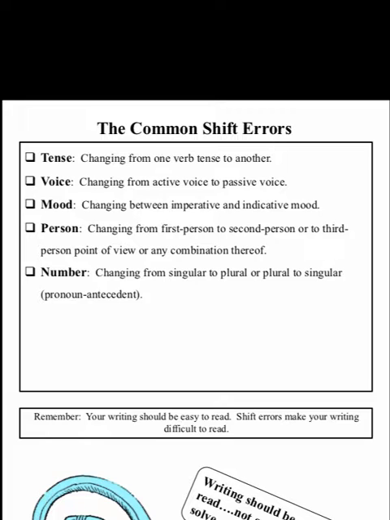Shift errors in person, so changing point of view, and a lot of students do this. They will start in third person and then they will use first person or second person. And I'm not talking about using a personal anecdote in shifting. That is okay, and that is being done purposefully. I'm talking about when you accidentally start throwing in a you or a they when you've been using first person. And then last is shift errors in number. So that is using plural and singular antecedents to refer to the wrong pronoun.